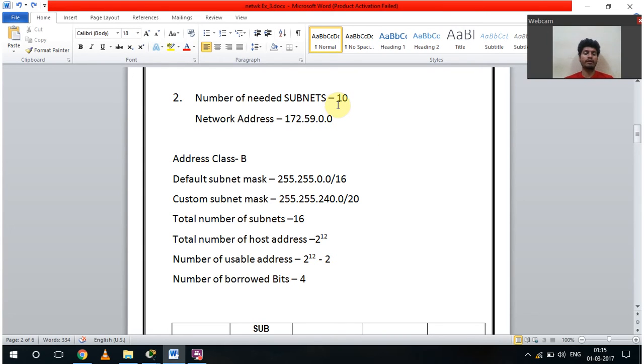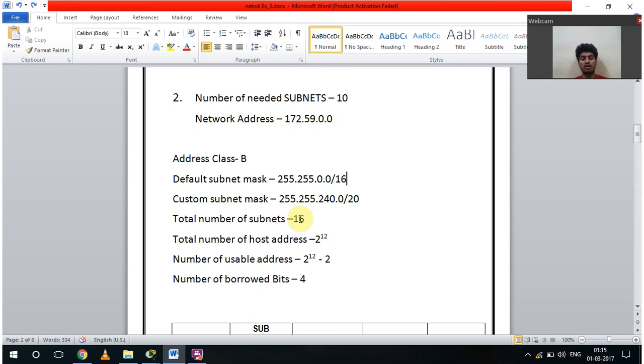for 10 subnets. If it had been 8, then 3 bits would be required. Now it is 10, so 4 bits are required. So if 4 bits are required, 16 plus 4 will be 20. So the custom subnet mask is equal to 20, and the total number of subnets is 16.